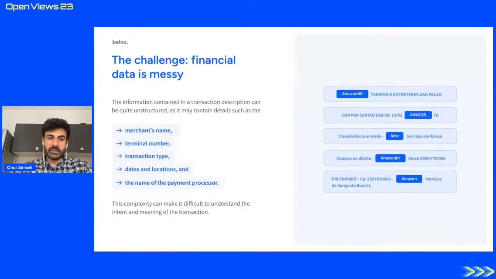Let's go a bit further. It's not just about that. As I mentioned, the structure is different. It's not only how you mention Amazon in your transaction description, but also every company provides quite different information with a different structure in their description. Some companies provide the merchant name, some the terminal number, transaction type, dates and location, or the name of the payment processor. So there are a lot of possibilities.